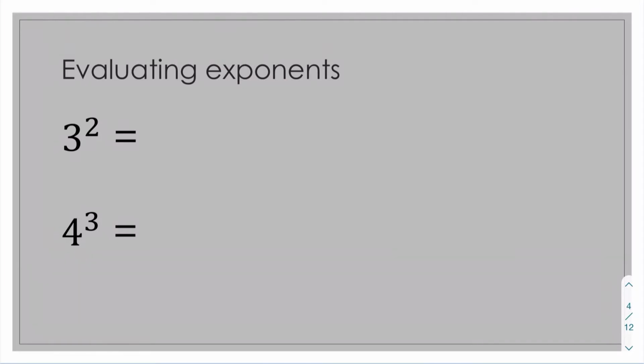So using what we just learned, let's evaluate some exponents. This is basically just 3 times 3. This is because the exponent is 2, and that shows me that I want to multiply 3 by itself 2 times. So using this, we just get 3 times 3, and that's just 9. So the answer is 9.